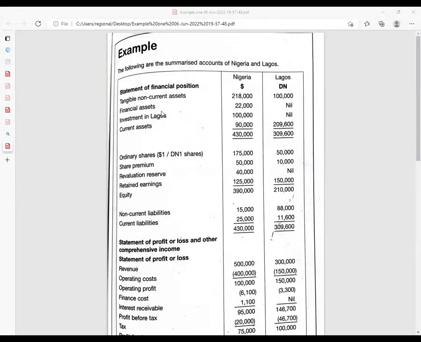I appreciate what you guys are telling me, but the next thing that I would have done, I'll go to the pro forma. I'll go straight away to the statement of financial position. So I'll mention there, the name of the company is Nigeria Group. The Nigeria Group statement of financial position.